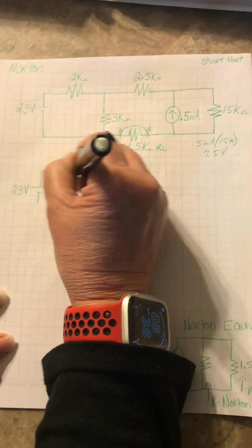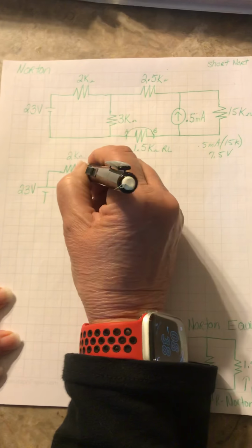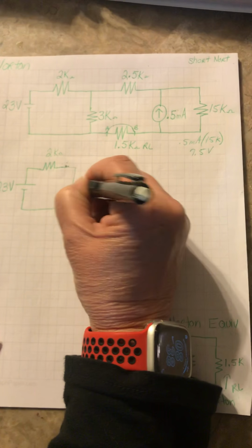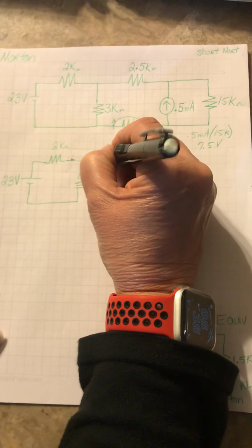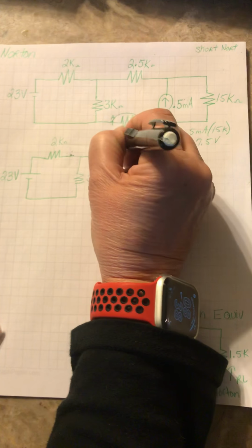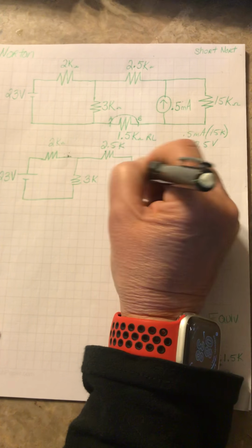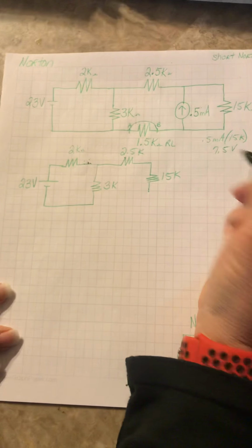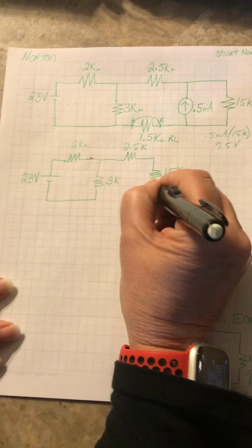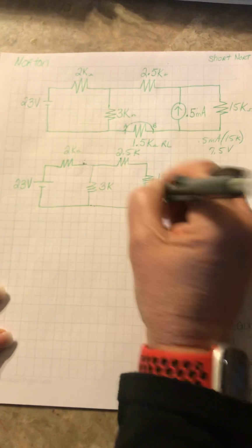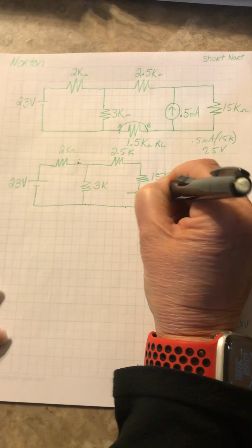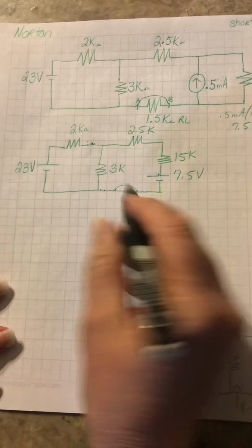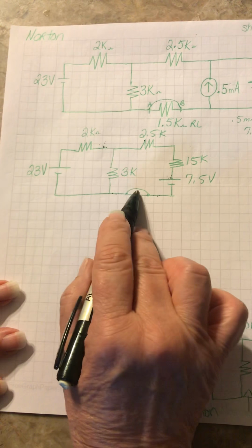we have 2K, we have 3K, got the 2.5K, and now we have 15K, and since the current was going up, the voltage shall go up. 7.5 volts, and right here is our Norton. So we want to get the current at this area right here.